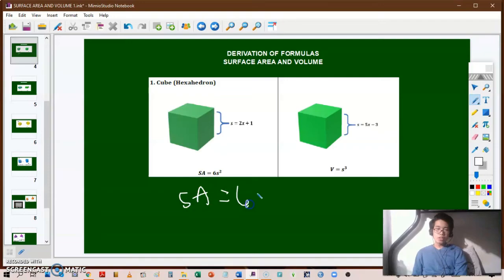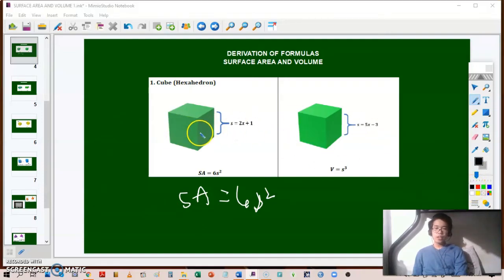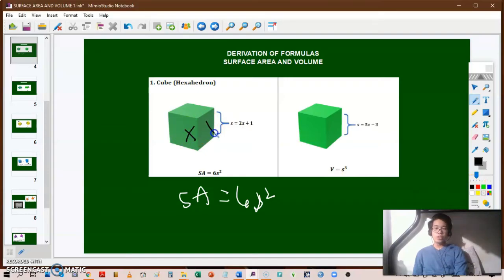For example, the formula for the surface area of a cube is 6s squared, and we have seen before why it's 6s squared. Each of the faces of the cube has an area of s squared.